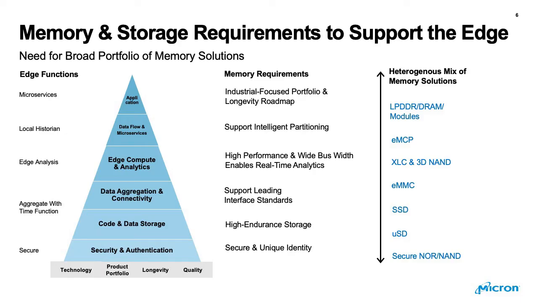Obviously, you need the edge analytics and compute. When you look at the edge functions, you've got to go from secure connection and secure hardware all the way to, like I said, the data aggregation with time function, edge analysis, and the local historian. So all of these elements are needed for every edge device. Every box out there is going to have to go through these elements for an edge function.